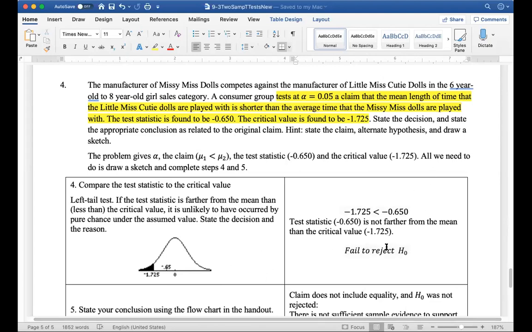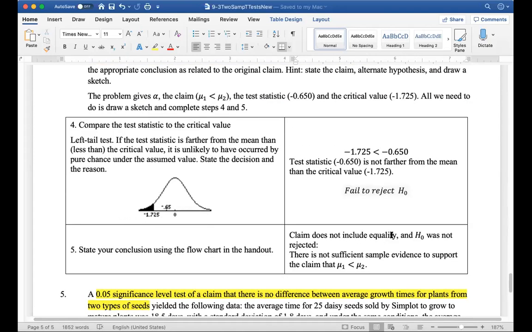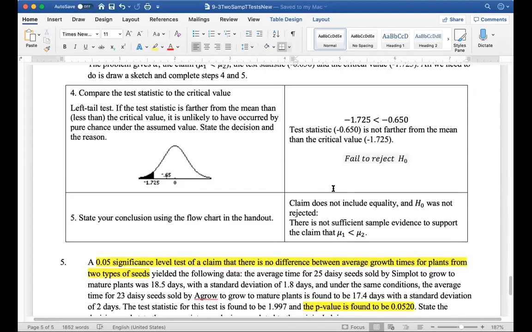Okay, and then we state our conclusion. The claim did not include equality, and H0 was not rejected. Therefore, there's not sufficient sample evidence to support the claim that mu1 is less than mu2.